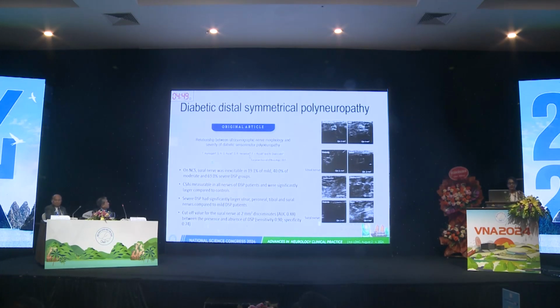Very quickly, there hasn't been a lot of work on this, but we did look at diabetes, and we found that looking at the sural nerve and the tibial nerve allowed us to compare, and the more severe your diabetes is, the bigger your sural nerve is. You might think that's a little bit unusual because you expect it to be degenerated, but actually there's a lot of edema that comes along with diabetic neuropathy in particular.